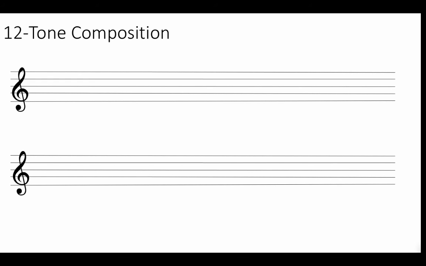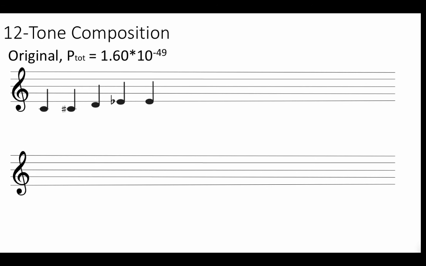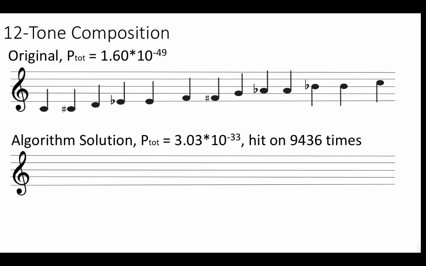Alright, now for the algorithm's take on some 12-tone composition. Here's the original, which is just the chromatic scale with a very low plausibility of 10 to the negative 49th. And here's the algorithm solution, which has a much higher plausibility of 10 to the negative 33rd, and which was hit on over 9,000 times.